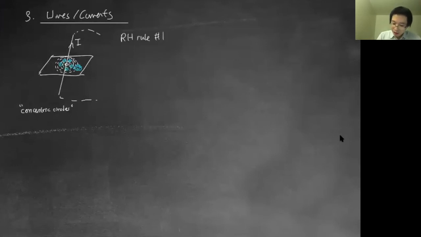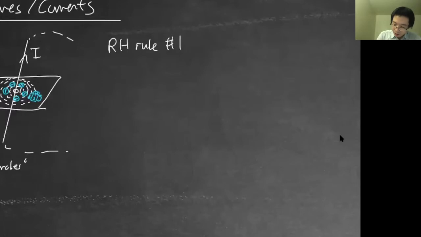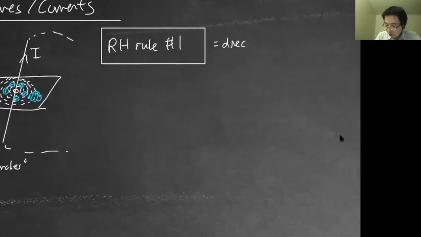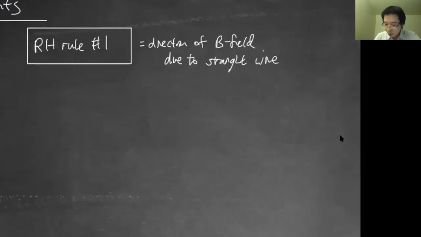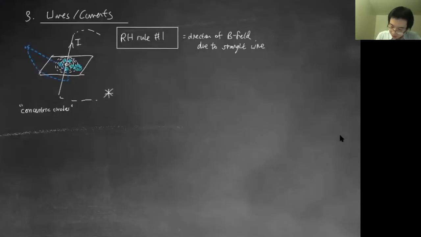All right, so this gives you the direction of the B field due to a straight wire. And this is the most fundamental, I'll put the star on this side, most fundamental starting point of it all, okay? So I've got the direction.